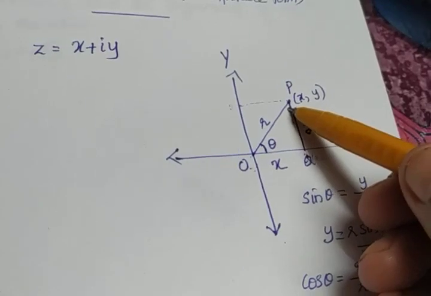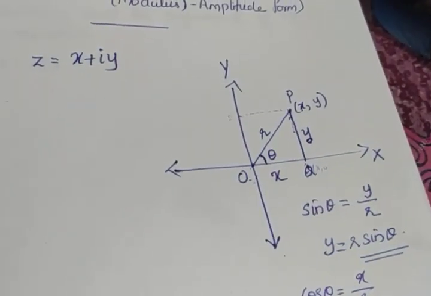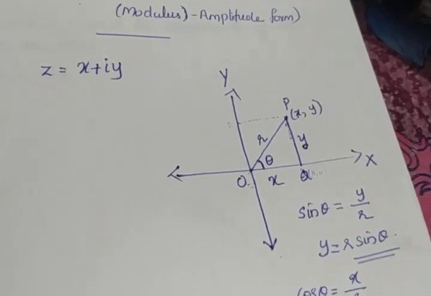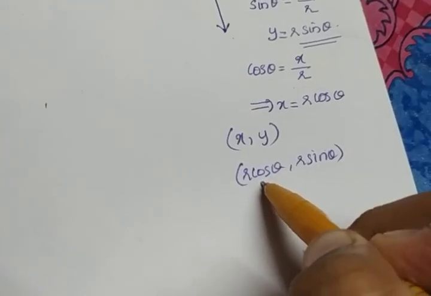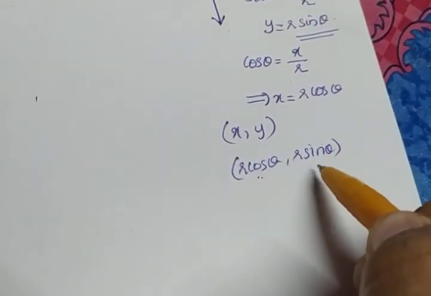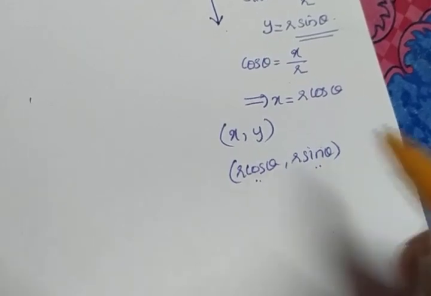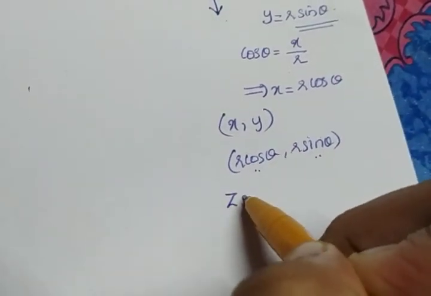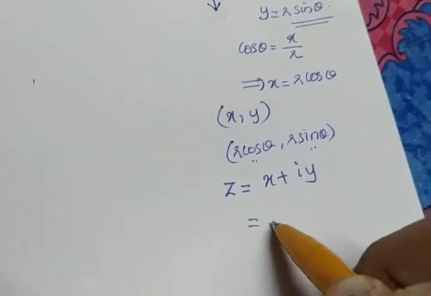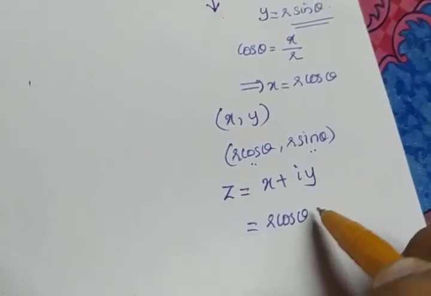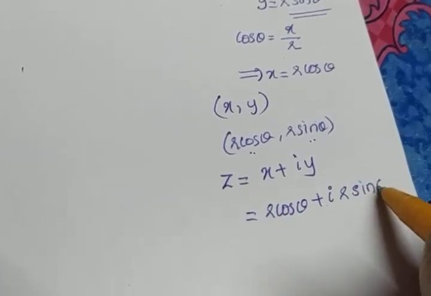The distance between O and P, or the distance of the point from the origin, is the modulus. So r is actually the modulus. Okay, so if I represent a point or a complex number in this form, r cos theta comma r sin theta, this is known as modulus amplitude form. So if I want to represent z, actually it is x plus iy. Instead of x, I can write the value r cos theta plus i into y. Instead of y, I can write the value r sin theta.